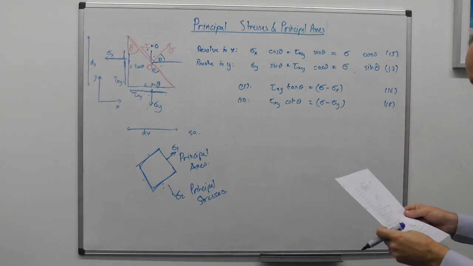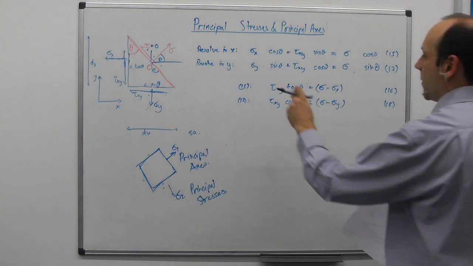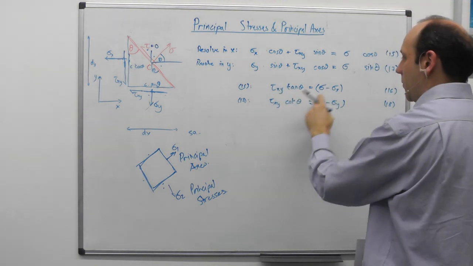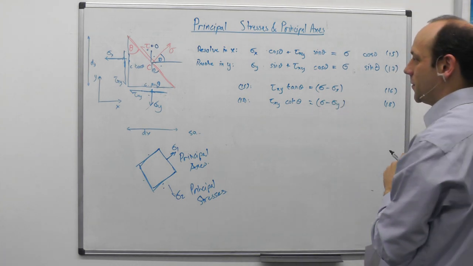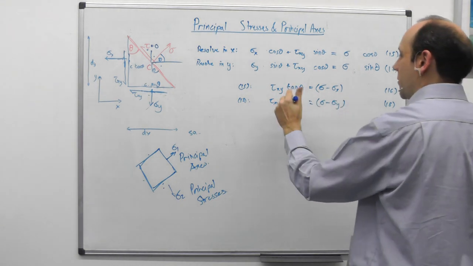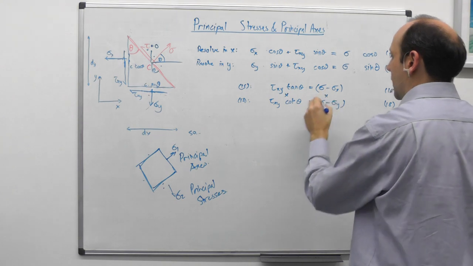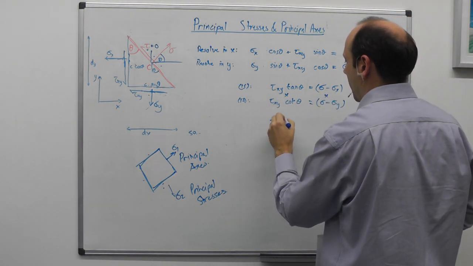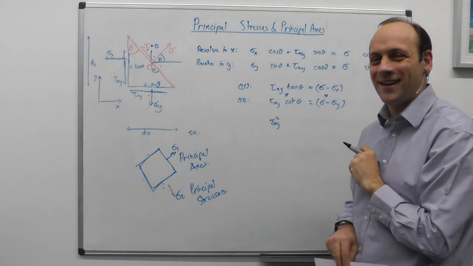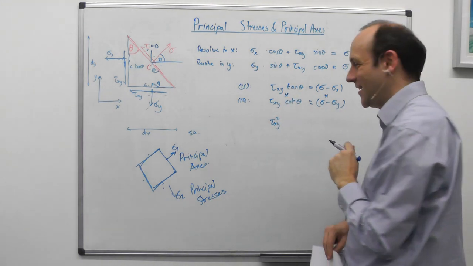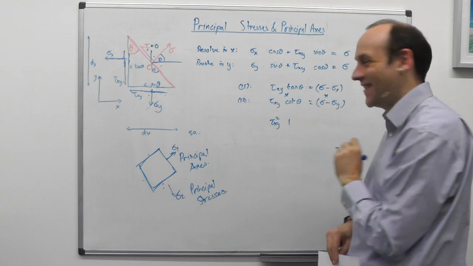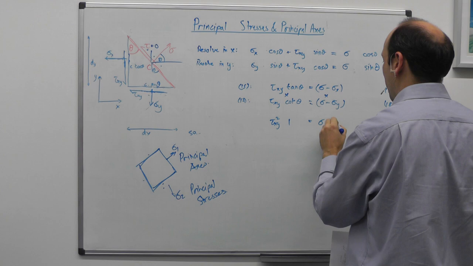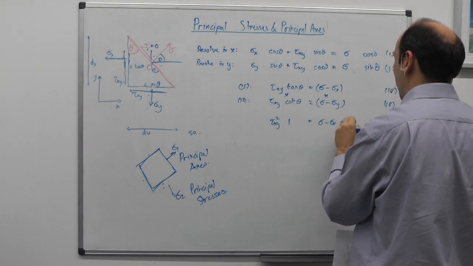Now here's the trick. This is a dirty, dirty trick. If we multiply the left-hand sides together, and multiply the right-hand sides together, then they must be equal. Multiply those two, then we get tau xy squared, tan times cotan, tan times 1 over tan, is equal to 1. Good trick, eh? Multiply those two together, we've got sigma minus sigma x, times sigma minus sigma y.